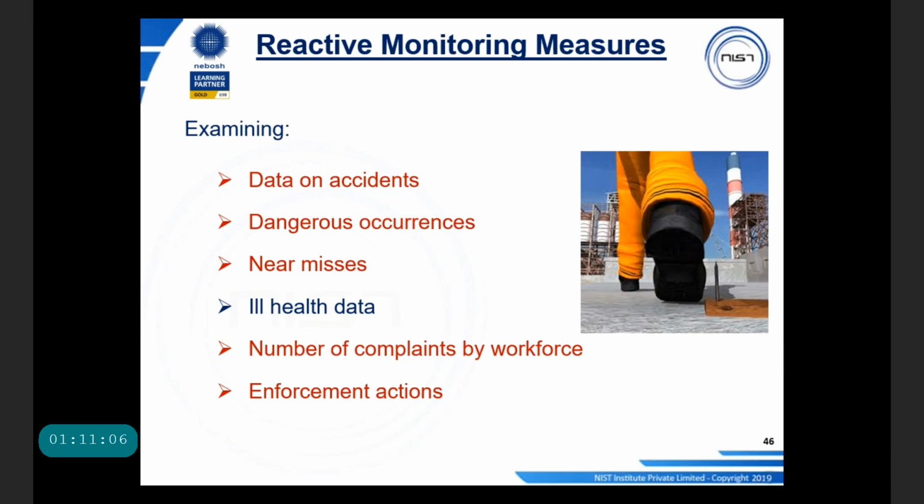So we've spoken about what is accident and what is near miss. I think you are very much clear about that. Let's also talk about dangerous occurrence. Now, a dangerous occurrence is an event that is reportable. Just remember these three words: dangerous occurrence is an event that is reportable. Let's take an example and understand this.